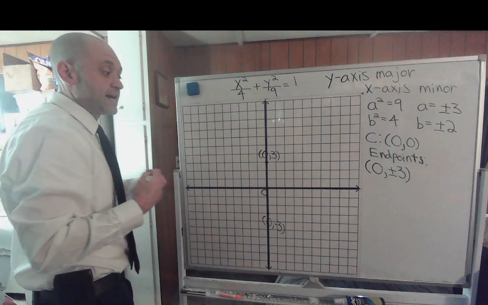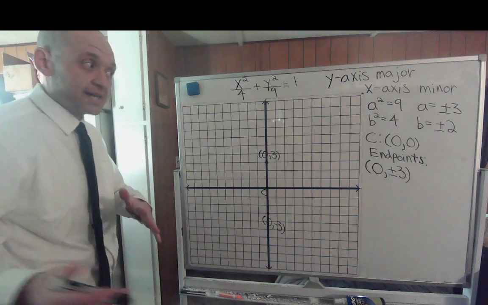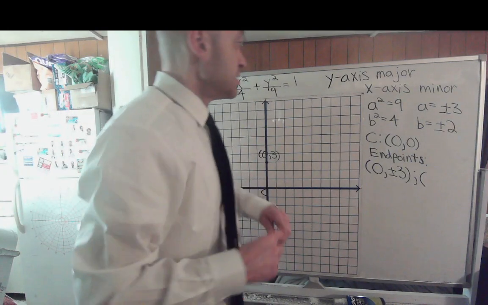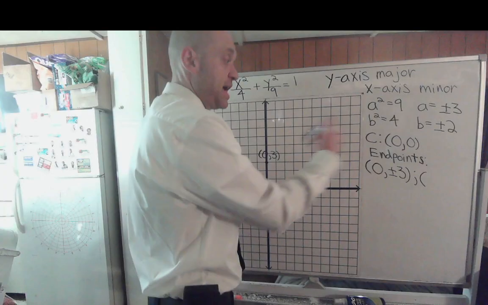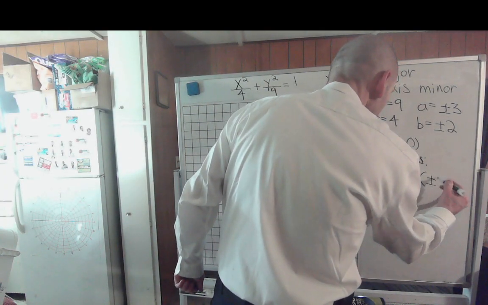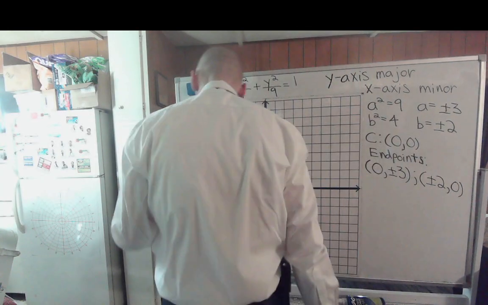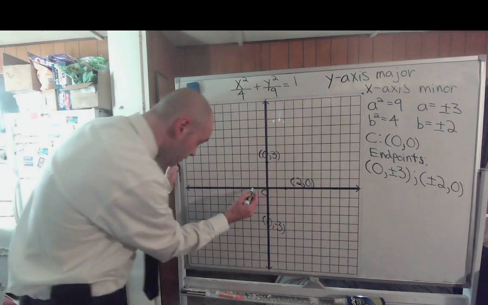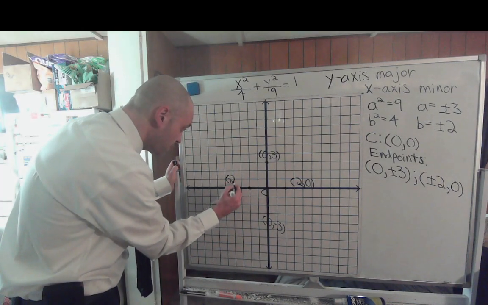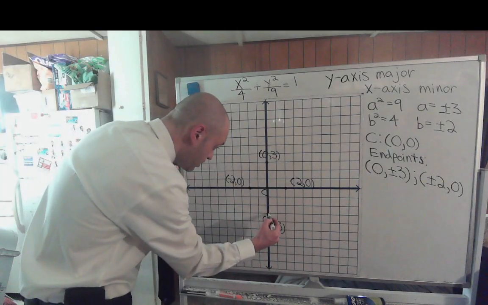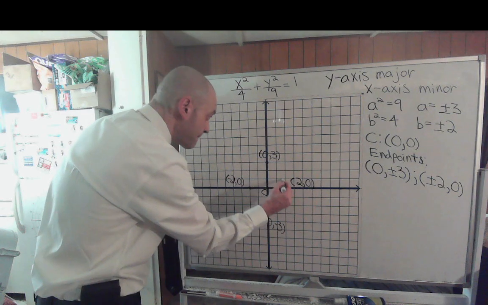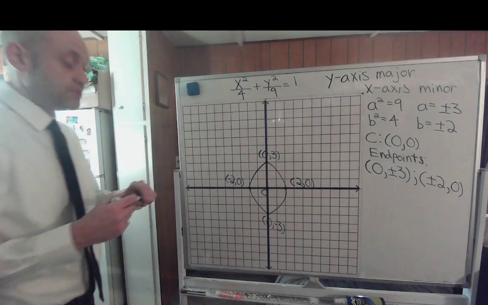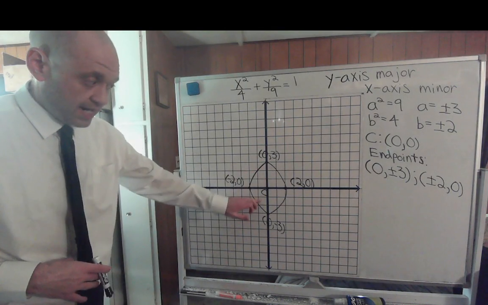Now we can find minor axis endpoints. In this case it's the x-axis, excuse me. So we're going to affect the x-coordinate of the center. So we'll take that b, that plus and minus 2, add it to 0. Well, you'll get plus and minus 2. And then your y-coordinate 0. So here is positive 2, 0. Over here is going to be -2, 0. And now we can go ahead and start connecting these. And you see the shape of this ellipse, definitely more elongated on the y-axis.